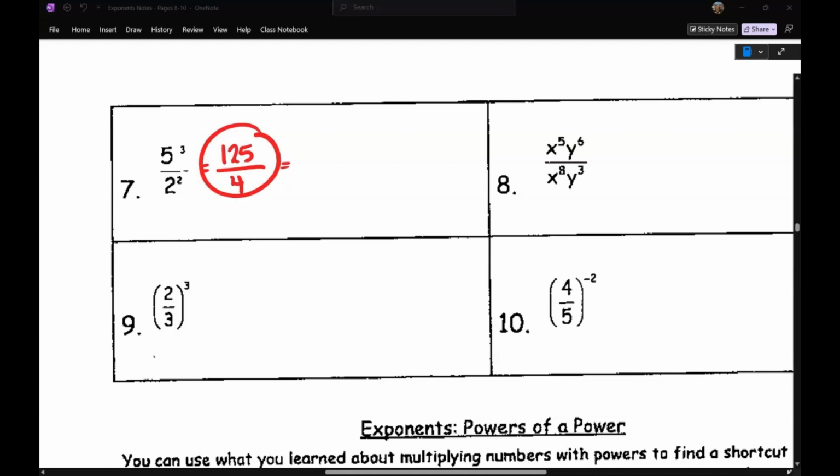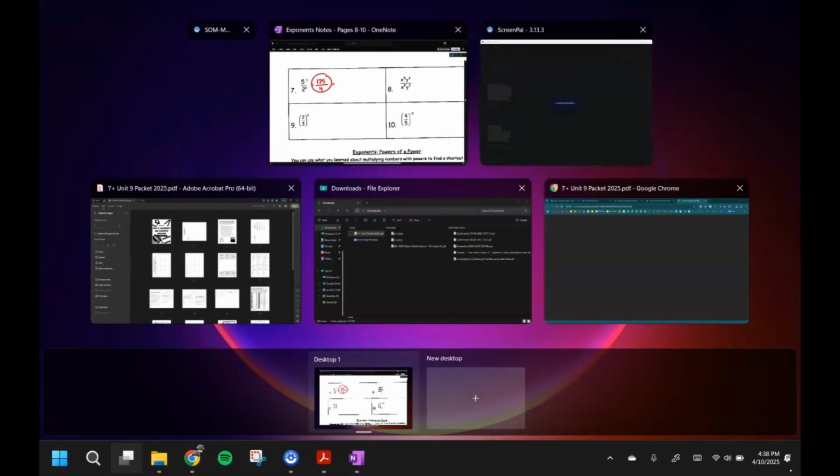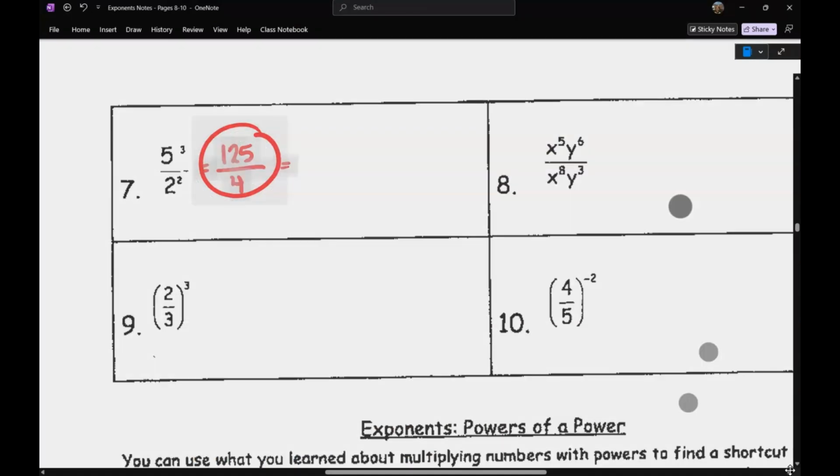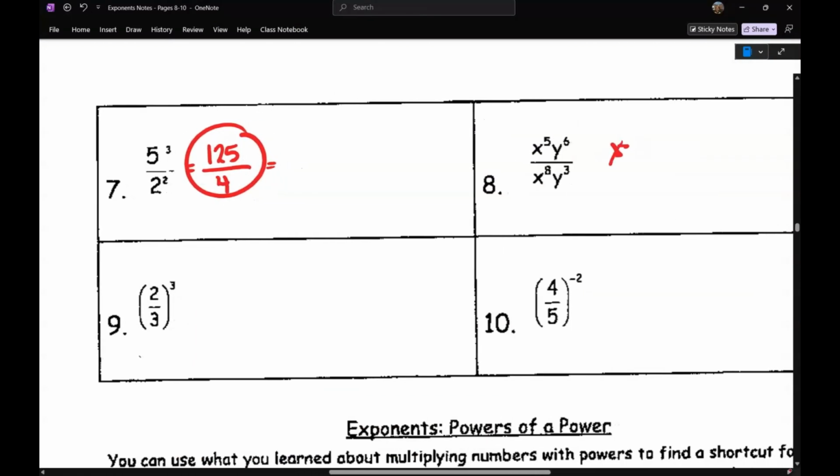All right, next one. Let's divide up. So put your x's together. Put your y's together. So we have more x's in the denominator. We have 3. So we have x to the 3rd down here. Our y's are heavier on top, and we have 3 extra. So that's y to the 3rd over x to the 3rd. We're just canceling out the extras.